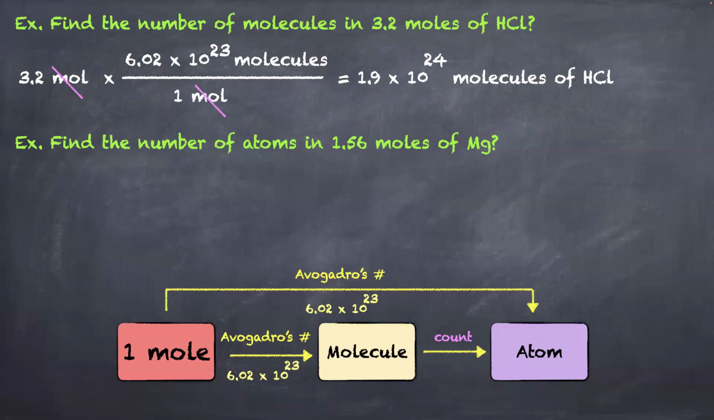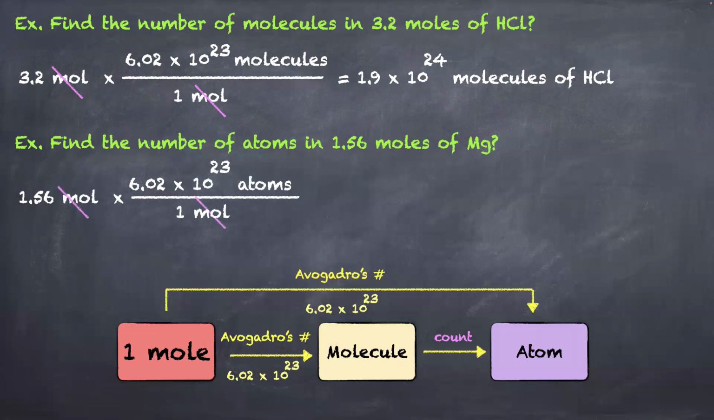Therefore, we start with the number of moles of that. The next step is to cancel the moles and convert to atoms. This time we can go directly from moles to atoms. We say 1 mole of magnesium is made from this many atoms of magnesium. So moles cancel out, and this way we find the number of atoms of magnesium.